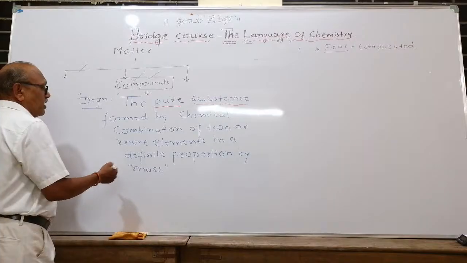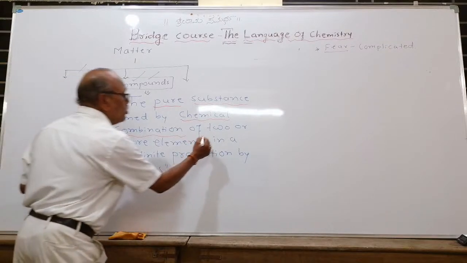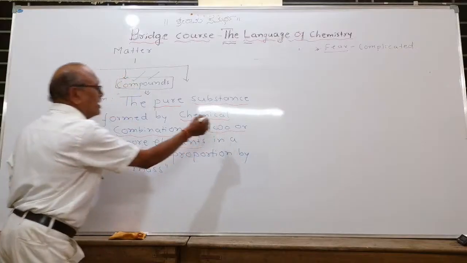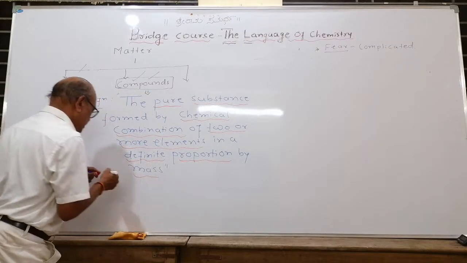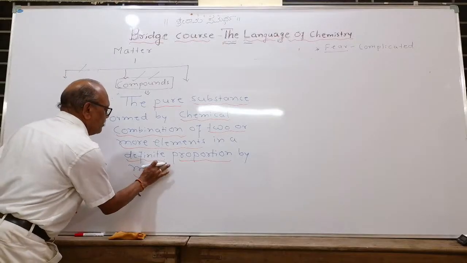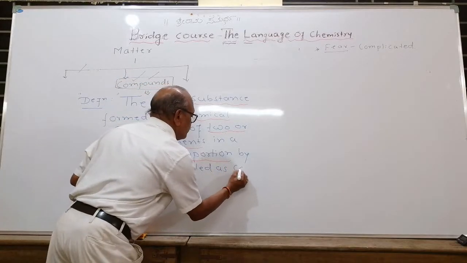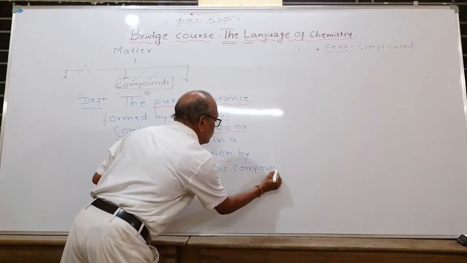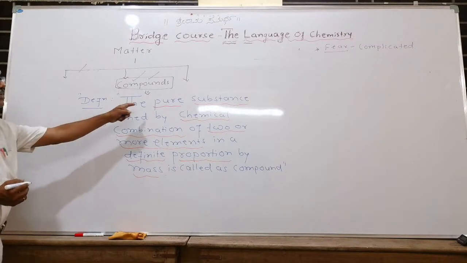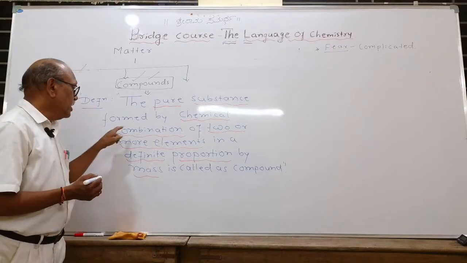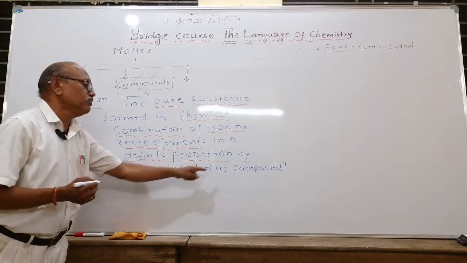Pure substance formed by chemical combination. Chemical combination means chemical reaction. Keyword: of two or more elements, in a definite proportion by mass, is called a compound. I hope you understood the meaning of compound and don't mechanically memorize like many students do. The pure substance formed by chemical combination, that is, a chemical reaction should take place, of two or more elements in a definite proportion by mass, right?